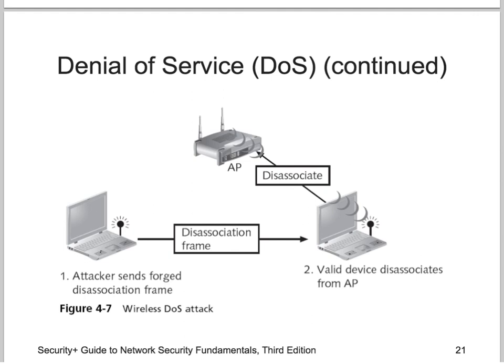This one here, an attacker sends a forged disassociation frame. The valid device disassociates itself from the IP address, and then maybe, again, the guy on the left has a rogue IP address, rogue router that sets up for connectivity purposes.